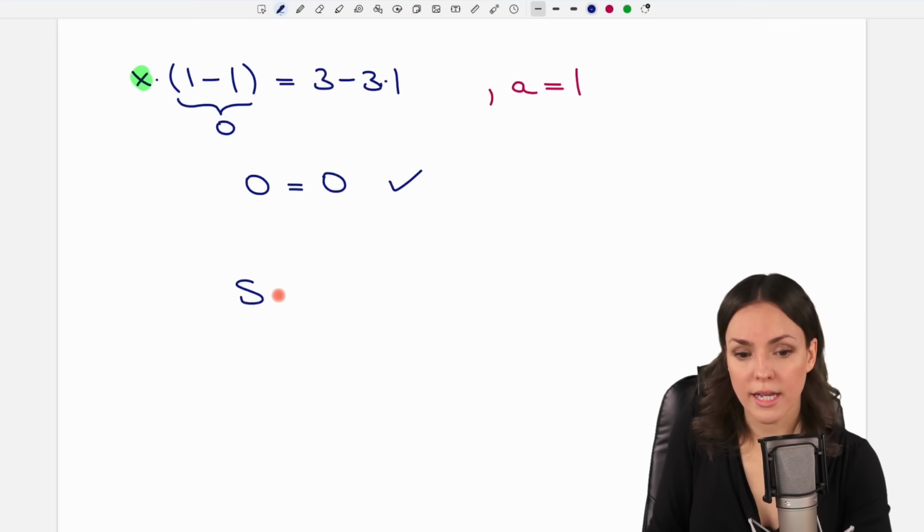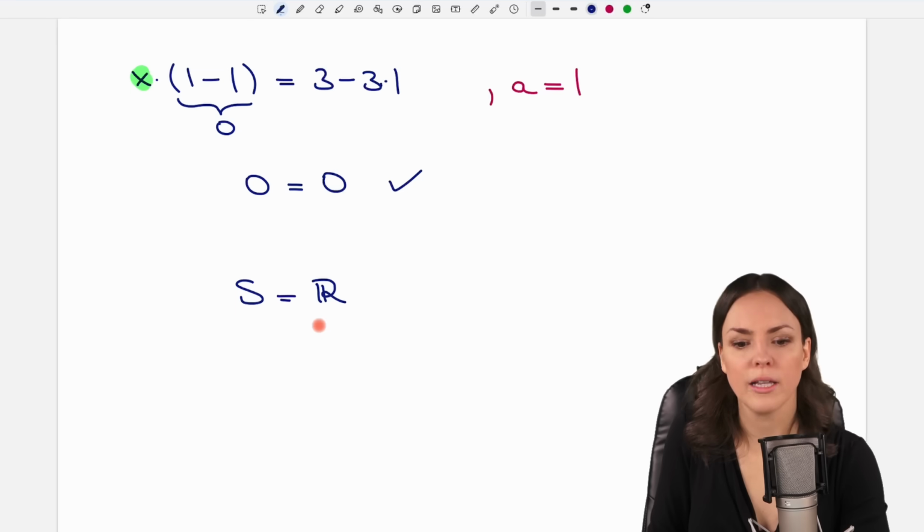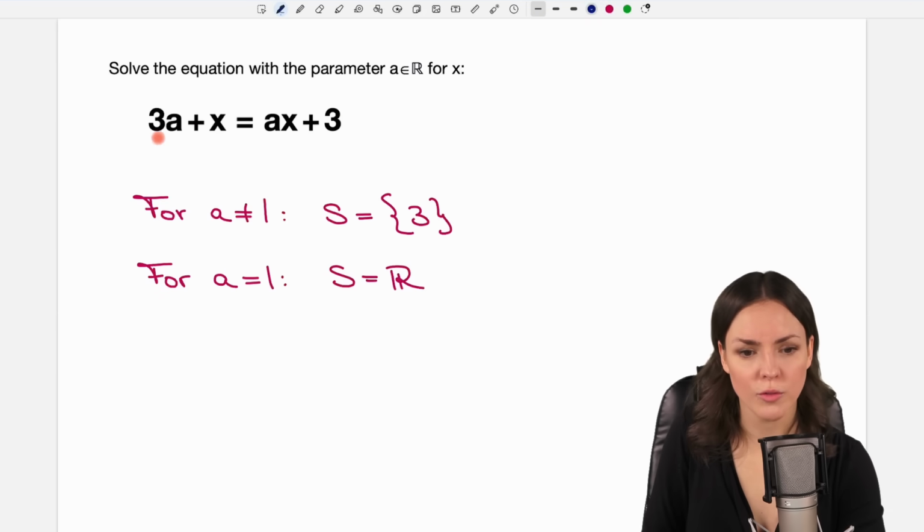So my solution set would just be all real numbers. I'm allowed to plug in any number for my x. The equation will always be true if my a equals 1. And this is then the answer to this question for solving this equation. For a not equal to 1, my solution set is the set with the element 3. And for the case that my a is equal to 1, my solution set consists of all real numbers.